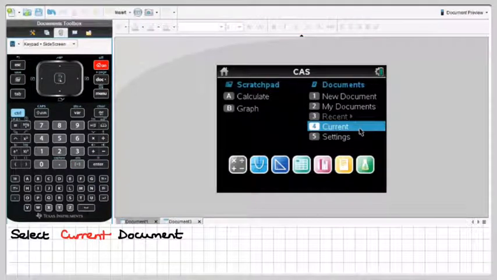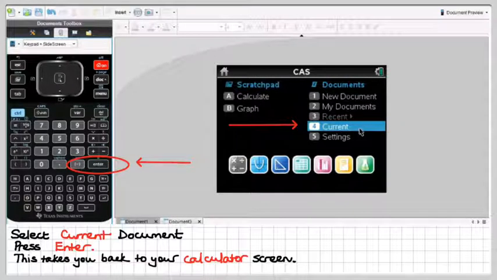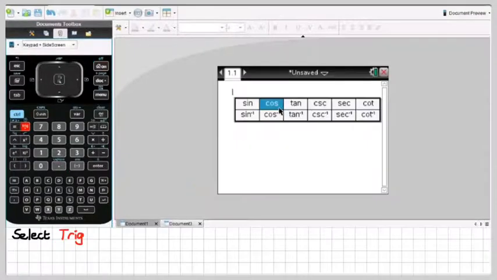Now, that was a lot of mucking around, wasn't it? But never mind, we've now got the calculator screen set up, and we're in degree mode. When you leave the settings screen, you'll be back at the home screen. So I want you to select the current document, and hit enter. That'll take you back to the calculator screen.